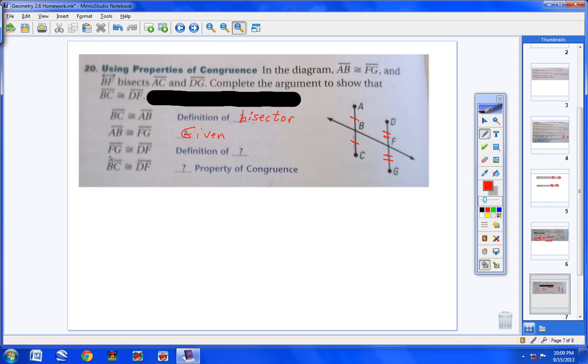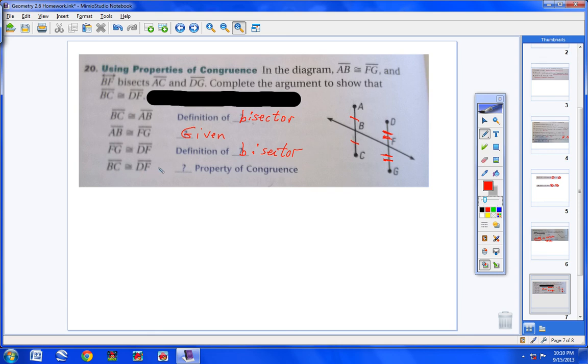Now, how can I state that FG is congruent to DF? Here's FG, and here's DF. How do I know that this one segment that has two slashes is congruent to this over here? Well, once again, guys, it's the definition of a bisector. Remember, look at your given up here. We were given that BF bisects AC and DG right there. BF bisects DG. So we know it's the definition of a bisector. And then now I can state that BC is congruent to DF.